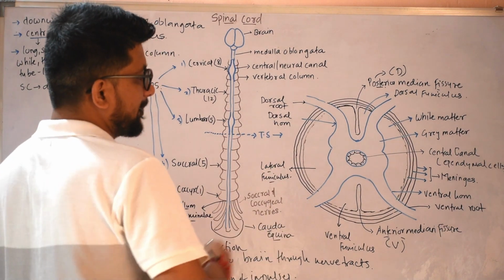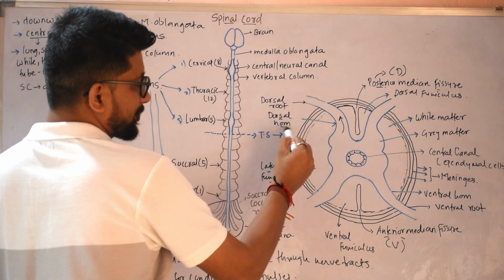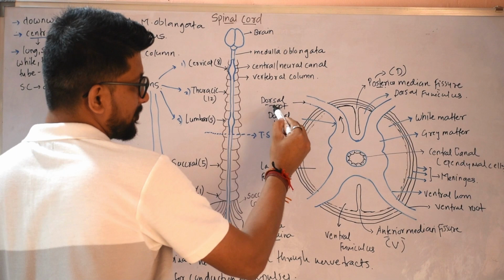Now moving on to the next part. The part which comes out over here in the dorsal region is known as dorsal horn and the structure which is here is known as dorsal root.